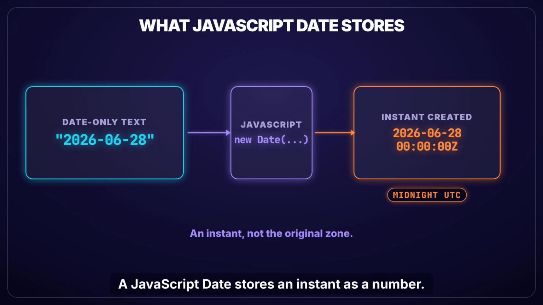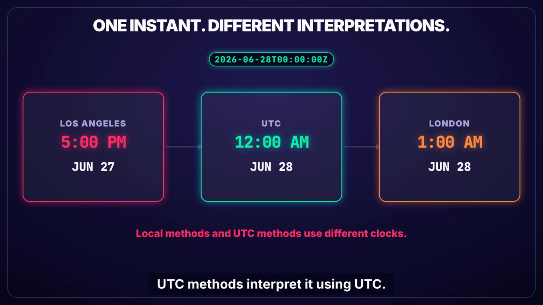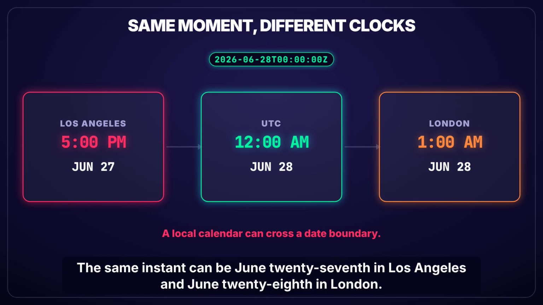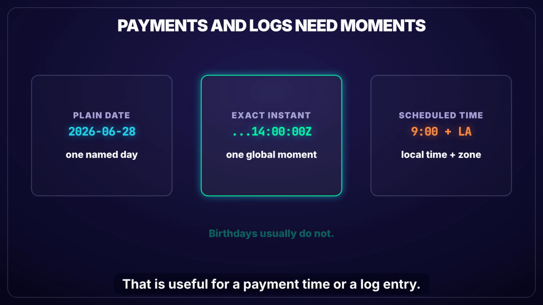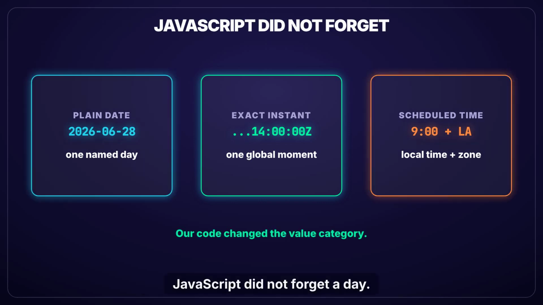A JavaScript date stores an instant as a number. It does not store the original time zone. Local methods interpret that instant using the machine's zone. UTC methods interpret it using UTC. The same instant can be June 27th in Los Angeles and June 28th in London. That is useful for a payment time or a log entry. It is wrong for a birthday with no clock. JavaScript did not forget a day. Our code turned a day into a moment.